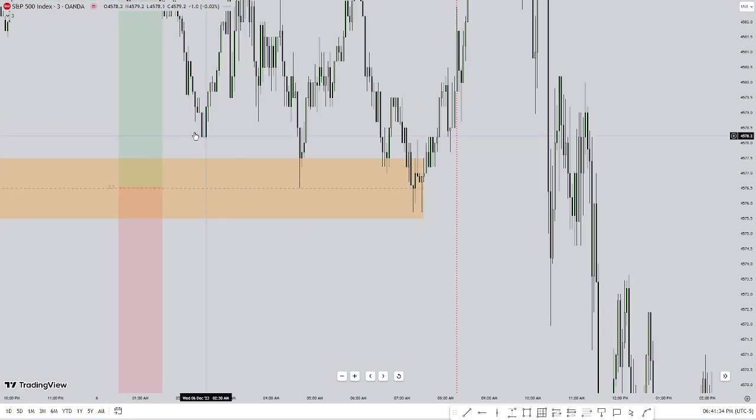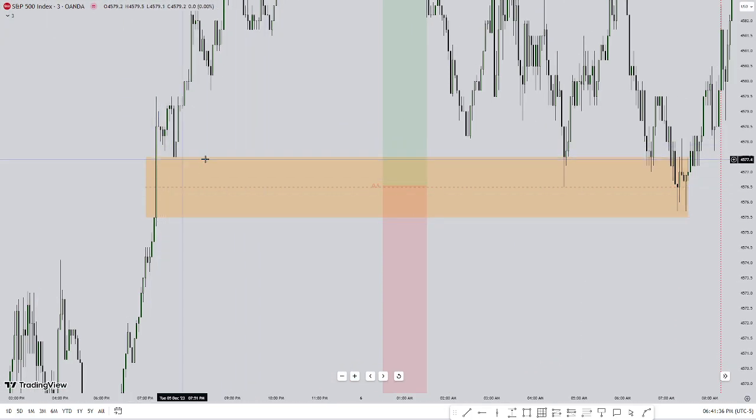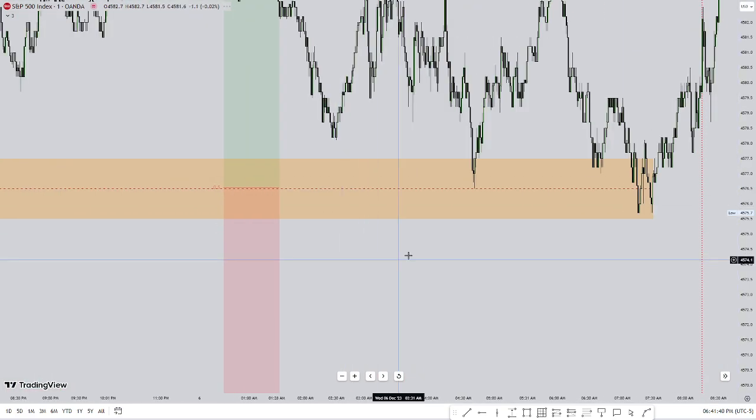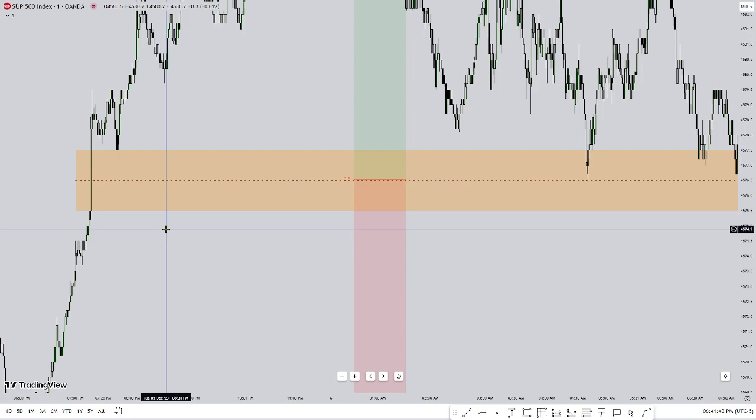What about the 3-minute? Is there anything on the 3-minute that we can notice? Just a bigger fair value gap. Okay, what about the 1-minute? I doubt there's anything, but never hurts to check. Just a bigger fair value gap.